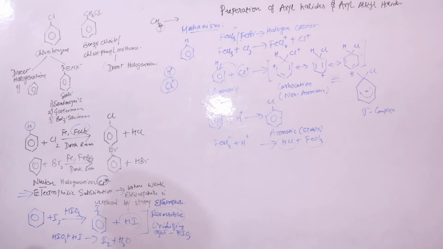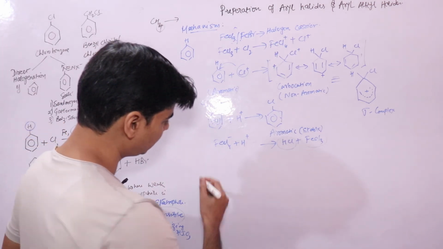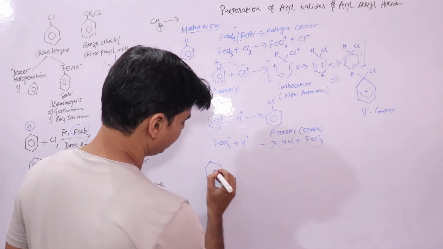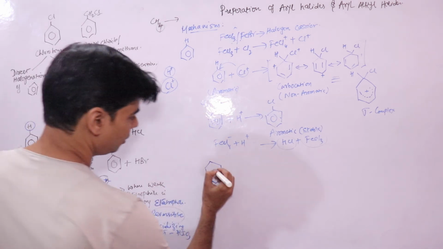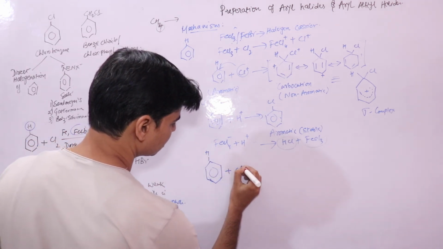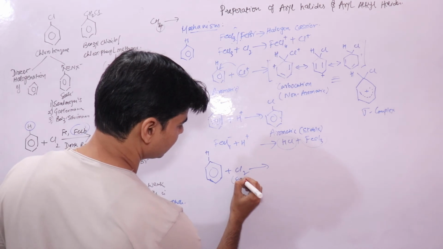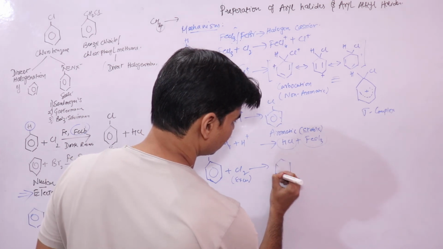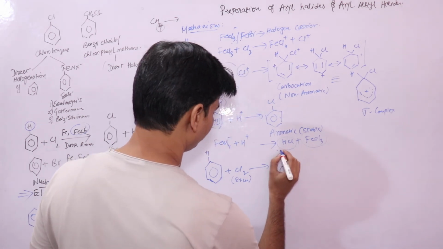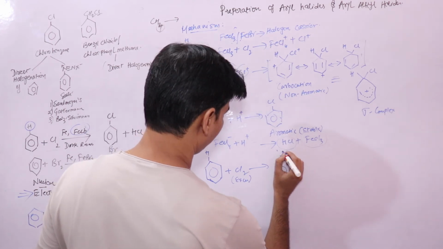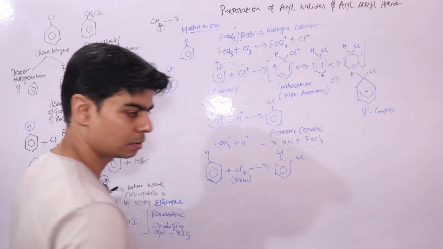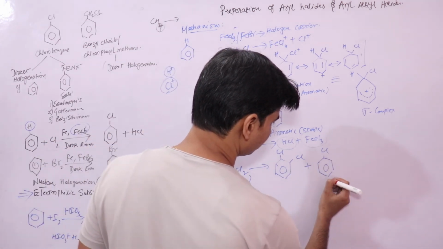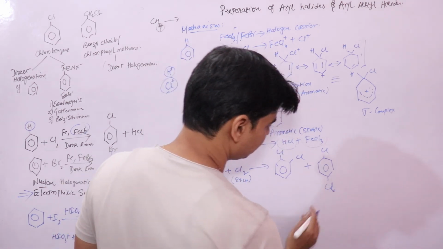Same goes with bromine. Now if further reaction is carried out, if chlorine is taken in excess in the same reaction, then the products obtained here would be this and this. This is important to understand.